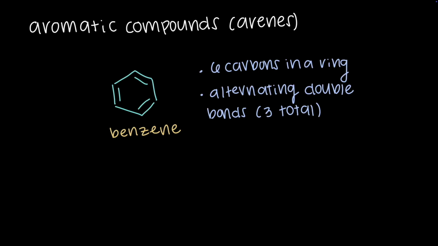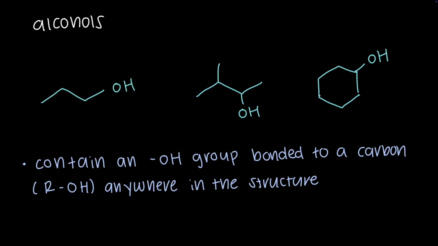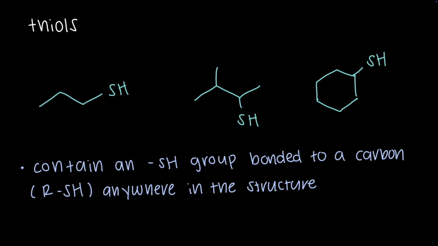For aromatic compounds, also known as arenes, look for a benzene ring. A benzene ring will contain 6 carbons in a ring with alternating double bonds for a total of 3 double bonds in the ring. Alcohols will contain an OH group bonded to a carbon, and it can be anywhere in the structure. Thiols contain an SH group bonded to a carbon.